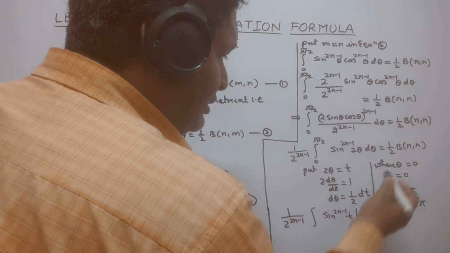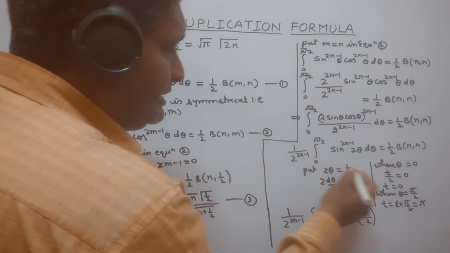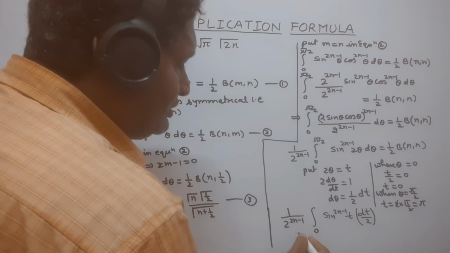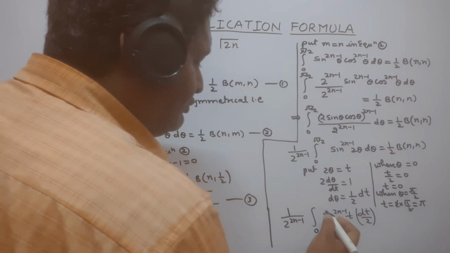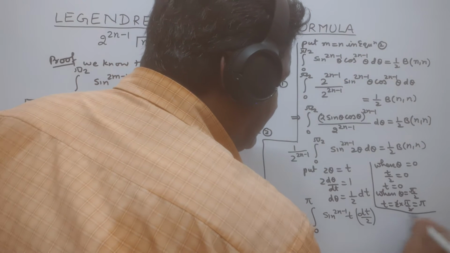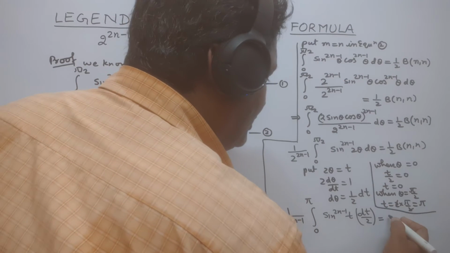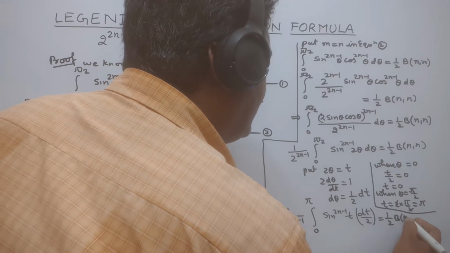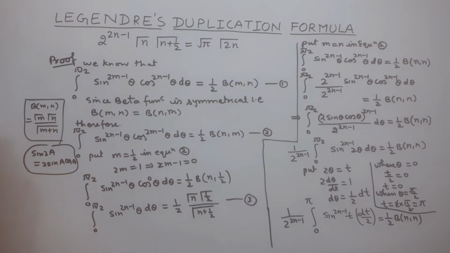And in the left, the lower limit corresponding to theta is equal to 0, we get t is equal to 0, and corresponding to theta is equal to pi by 2, we get t is equal to pi here. And on the right hand side we put here 1 by 2 beta n n.